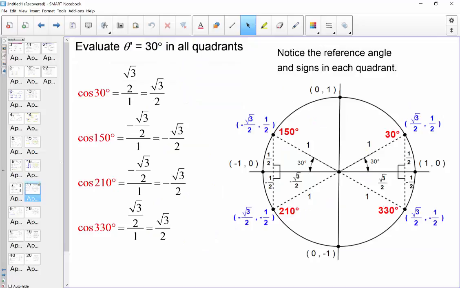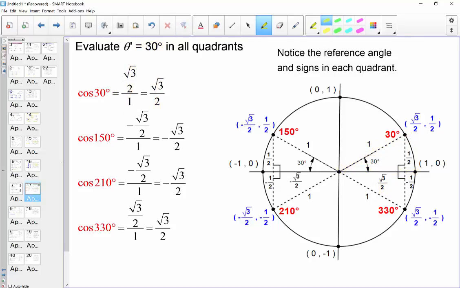Now we're going to do a similar exercise, but with a reference angle of 30 degrees in all four quadrants. And in this one, we're going to use the cosine. So if we look at the cosine of 30 degrees formed here, we know that the cosine equals the adjacent over the hypotenuse. So positive square root of 3 over 2, because we're in quadrant 1, over the hypotenuse 1, which simplifies to just square root of 3 over 2.